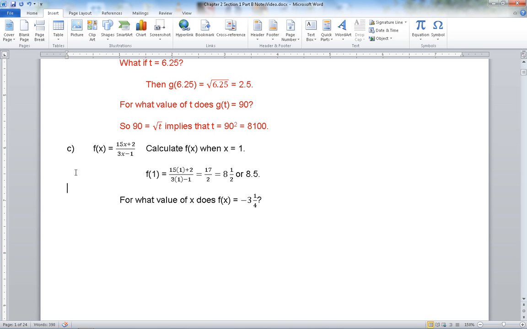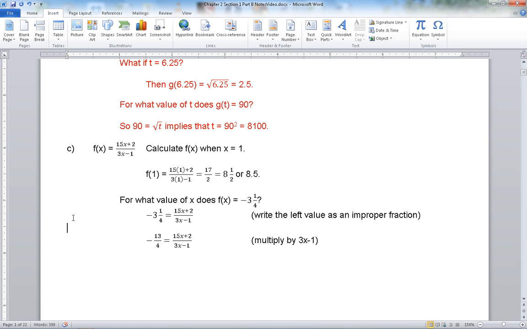Next, for what value of x does the function f of x equal negative 3 1/4? So this is going to require some algebra. So what's the first thing we're going to do? Well, let's go ahead and rewrite negative 3 1/4 as an improper fraction. So 3 times 4 would be 12. 12 plus 1 is 13. And we've got negative 13/4 equals our function.